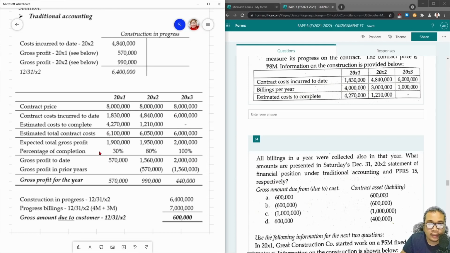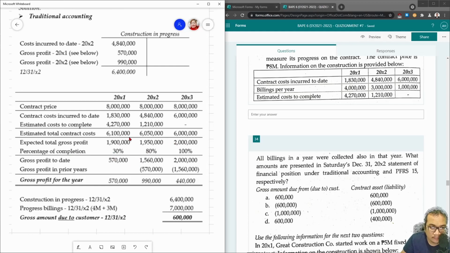So, ito yung table, di ba? Basic table. Contract price, 8 million. Contract cost incurred to date, provided naman dito. Okay, boom. Estimated cost to complete, dito naman yan. So, estimated total contract cost natin para malaman ang total gross profit, 8M minus 6.1, 8M minus 6.050, 8M minus 6 million. Itong expected total gross profit natin, 1.9, 1.950, 2 million. Percentage of completion.